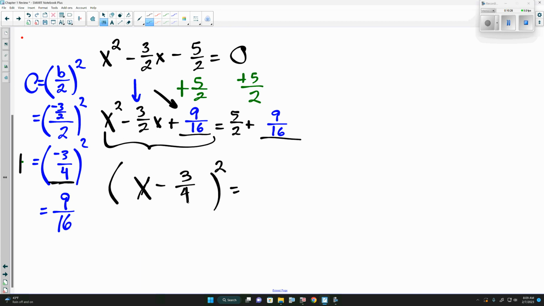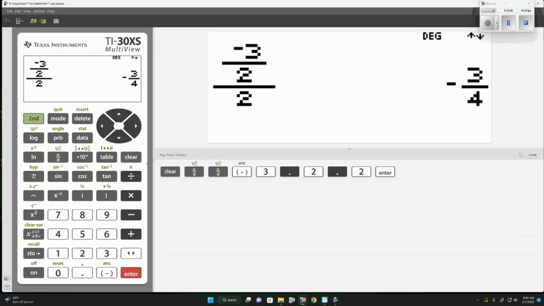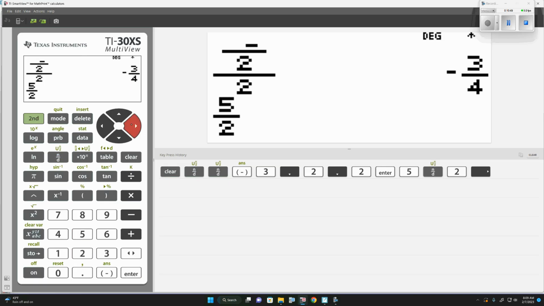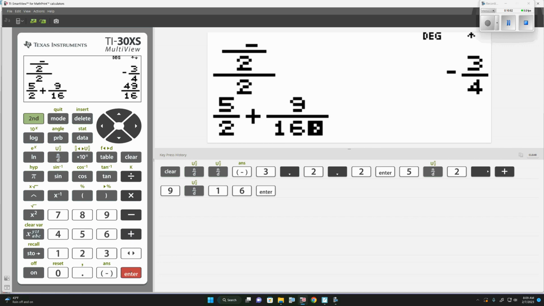This is also why I don't just plug into the calculator parentheses negative 3/2 divided by 2, close parentheses, squared. Because if I simplify it before I square it, I have what's going to be going in there. It's a nice and easy way to factor it. Now the other side, we need to do 5/2 plus 9/16 is 49/16.